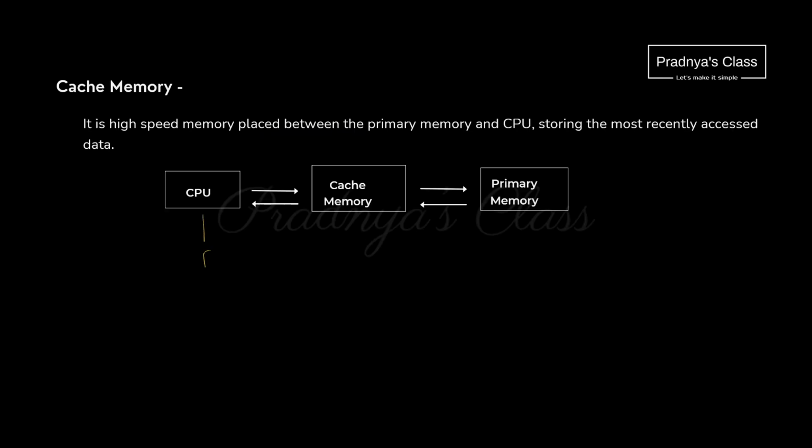We know that the CPU is very fast. It can perform millions of operations in milliseconds. But what if memory cannot match that speed? For that, cache memory is placed in between primary memory and CPU to compensate for that speed. Look at the definition: it's a high speed memory placed between primary memory and CPU.